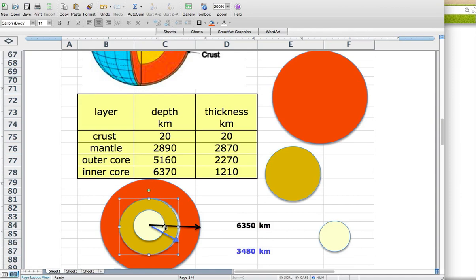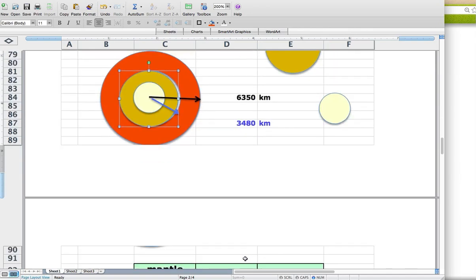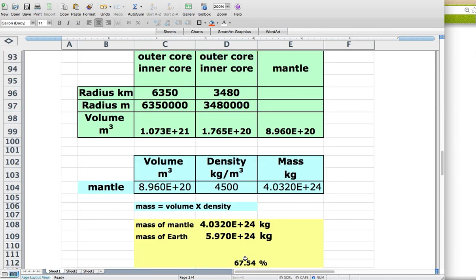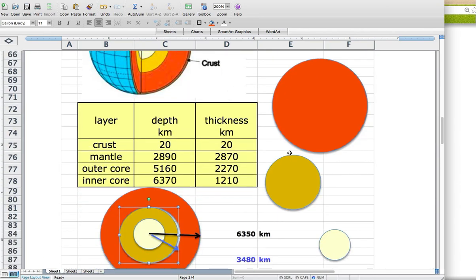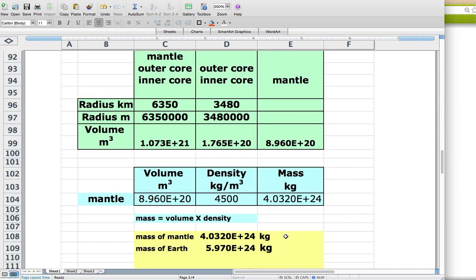The radius of the mantle here is 6,350 kilometers, and the radius of the inner and outer core together would be this 3,480. Once I have that, I can do a little quick arithmetic. All I have to do is figure out the volume of the mantle, outer core, and inner core, which is the big red circle, and then the volume of the outer and inner core, which in my little context up here is this little brownish circle. Once I have that, I subtract one from the other, and I have the volume of the mantle.